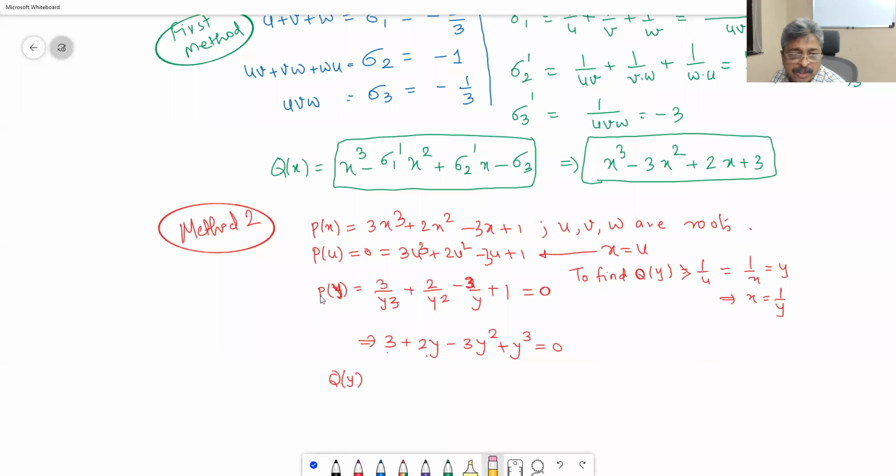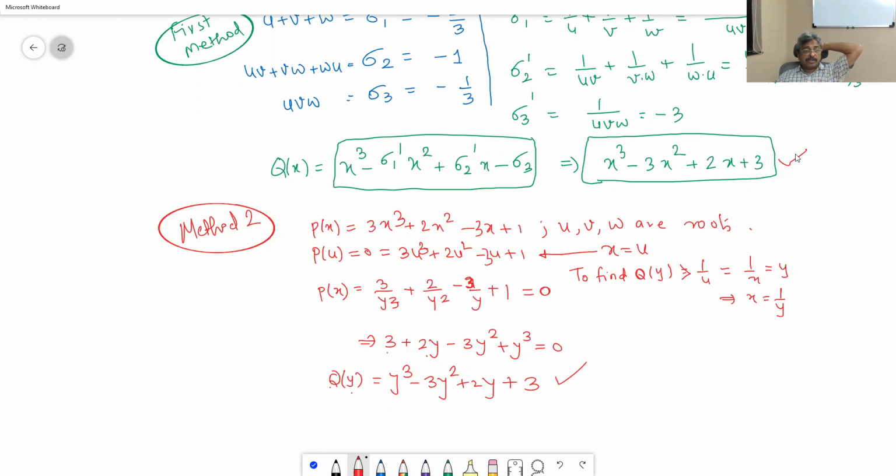I should not change this to y. I should keep it x only. This is p of x, but I am putting x is equal to 1 upon y, and then multiplying everything by y cube. Hence, I get q of y, which is equal to y cube minus 3y square plus 2y plus 3, which is the same as this.